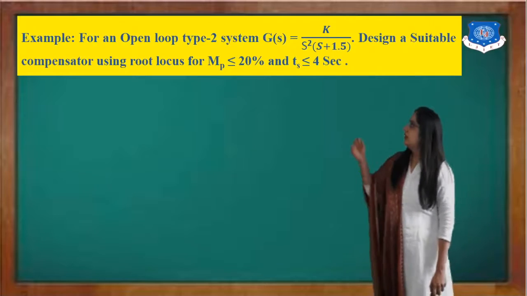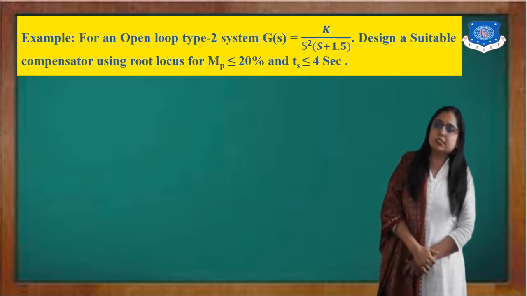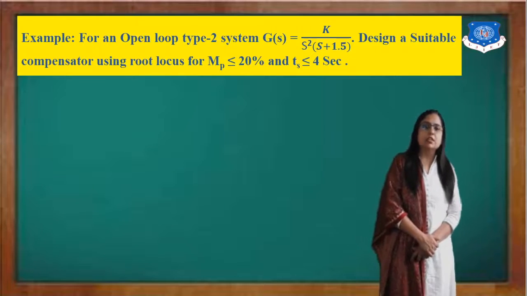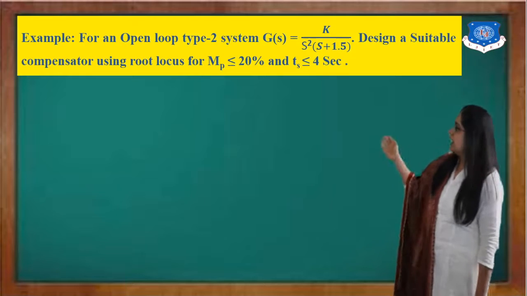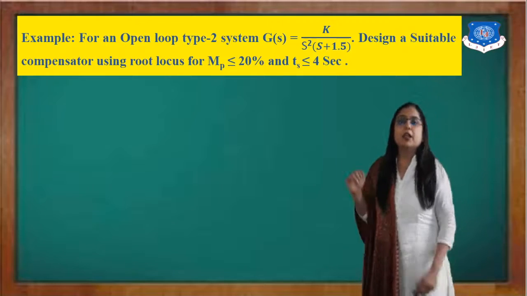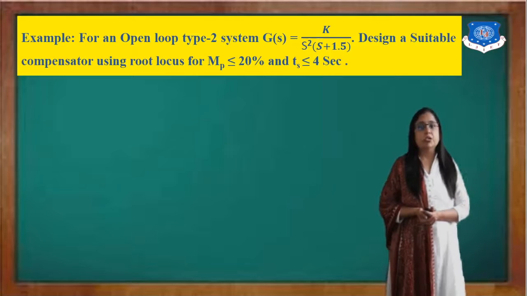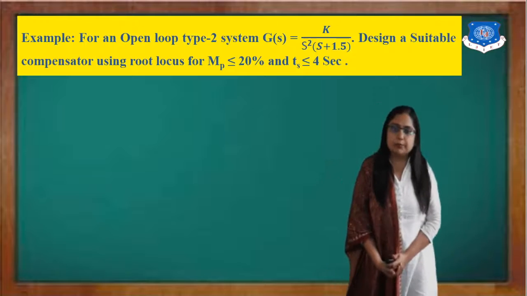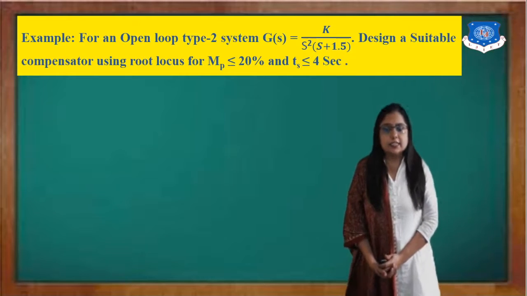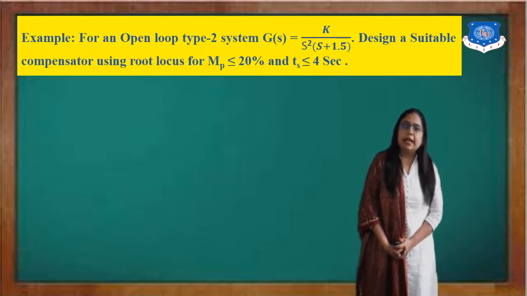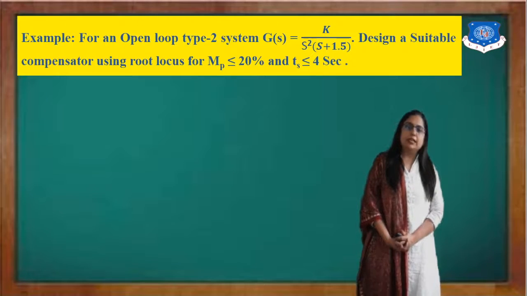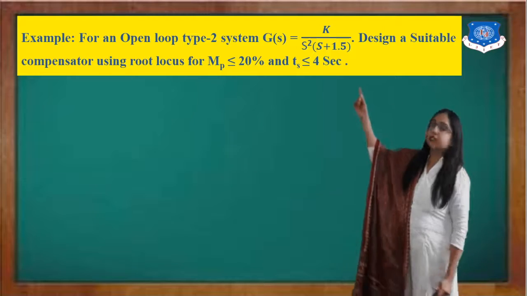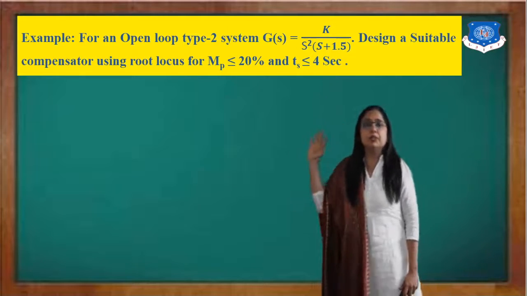Now see here, the example is what? It's for an open loop type 2 system and G of S is given to us. That is K upon S square (S plus 1.5). Now design a suitable compensator using the root locus for MP less than or equal to 20% and TS less than or equal to 4 seconds. MP is maximum overshoot and TS is settling time.